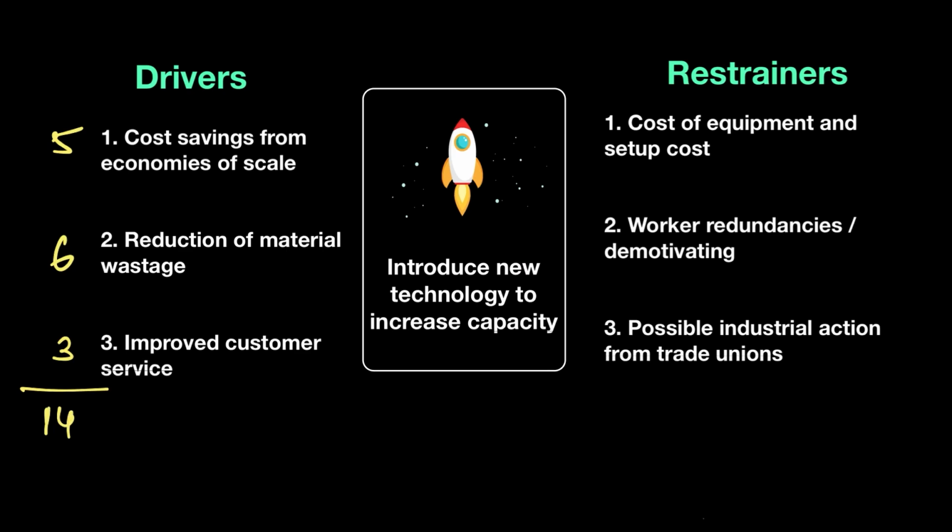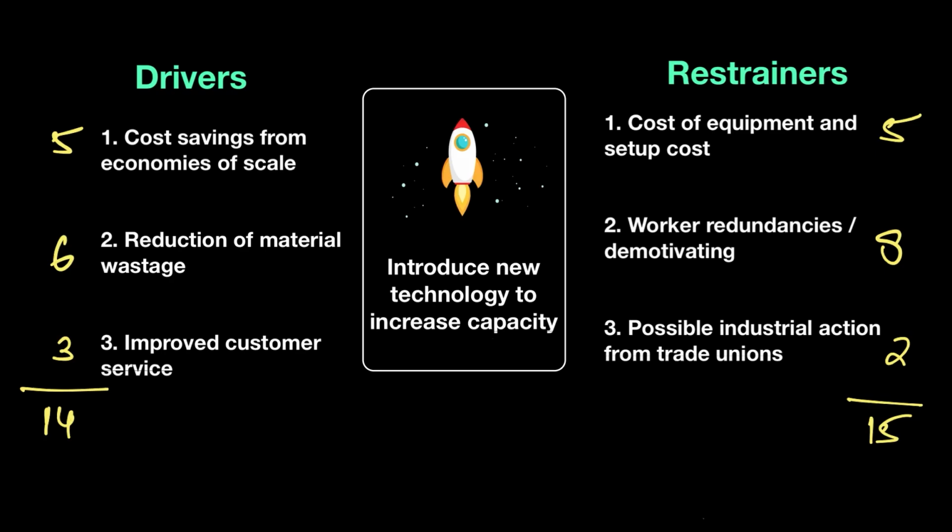On the restrainers, let's say cost of equipment, the company has some money, they will only have to take a little bit of a loan, so I'm going to give this a 5. Workers are a big part of my organization. If they get demotivated, that's troublesome, so I'm going to give this an 8. And let's say industrial action, I'm going to give this a 2. Maybe I've had a good relationship with the trade union in the past. So when I total these up, that's 8 and 5, 13 and 2, 15. Right now, I'm in a situation where my drivers are lower than my restrainers. At this point, the business cannot go ahead with this strategy.